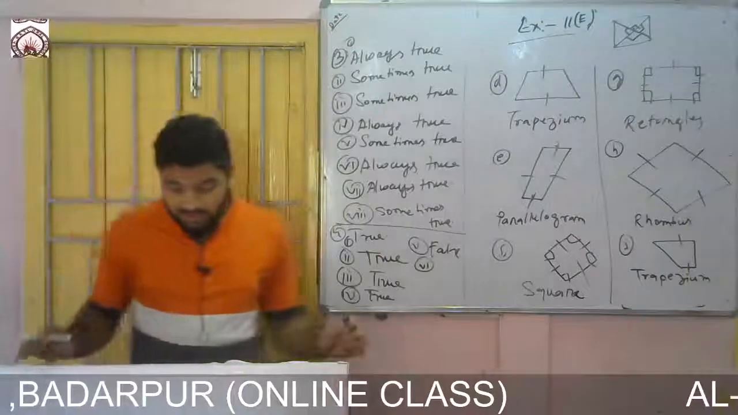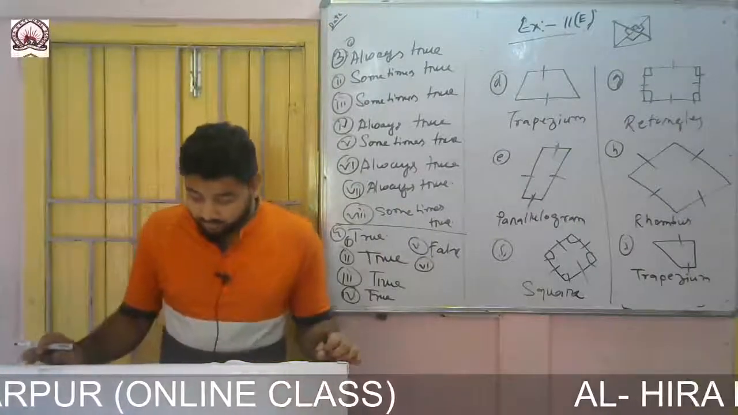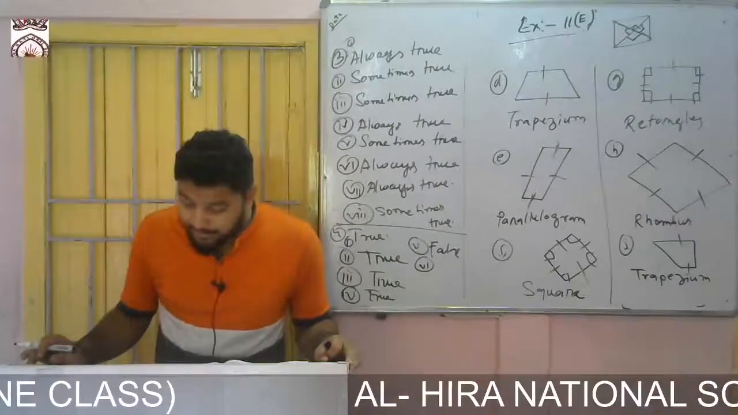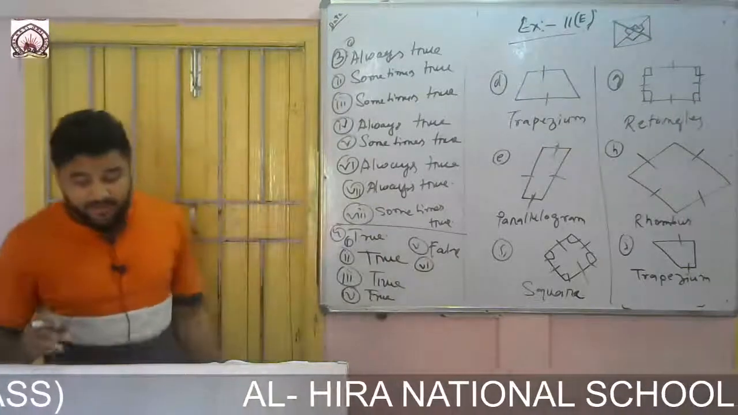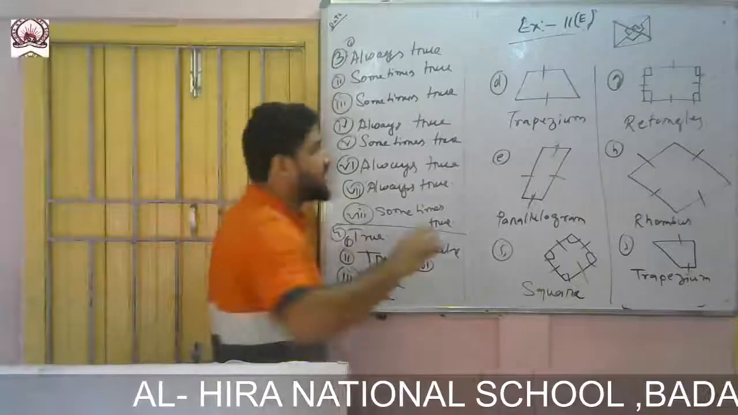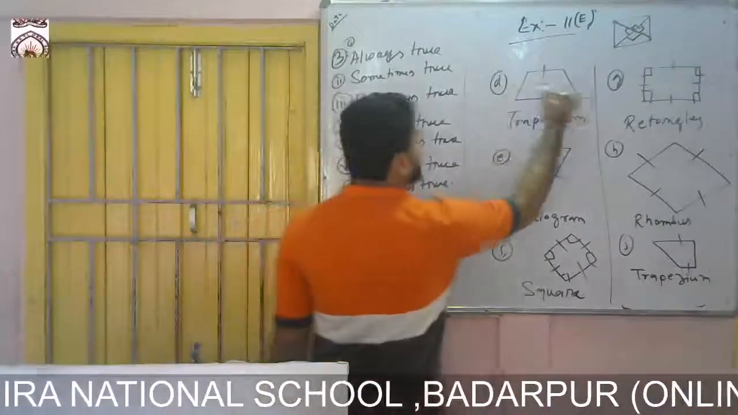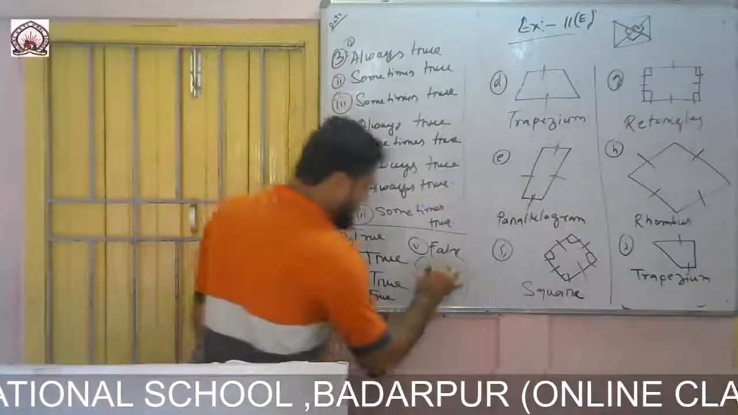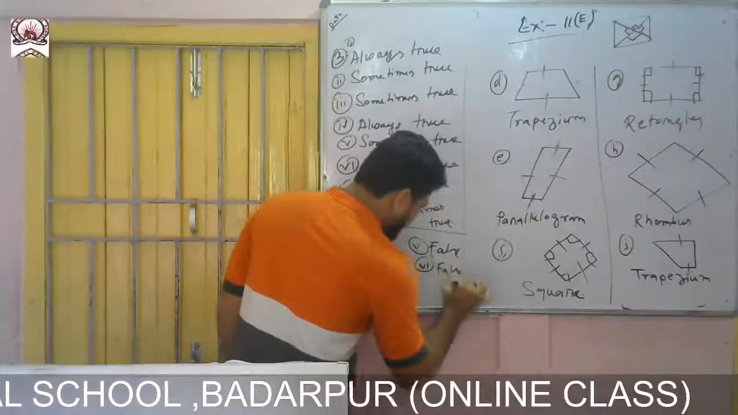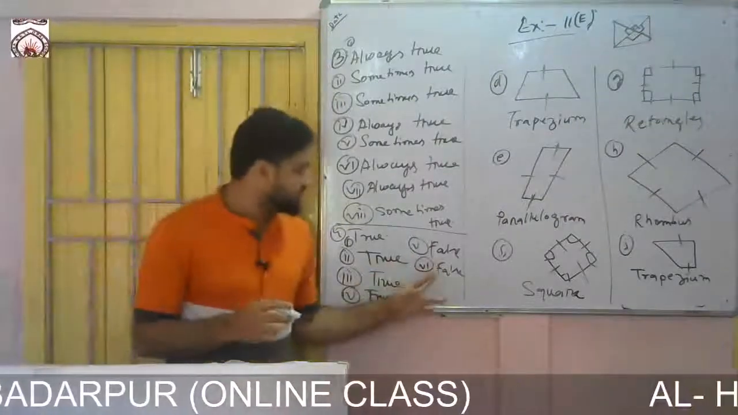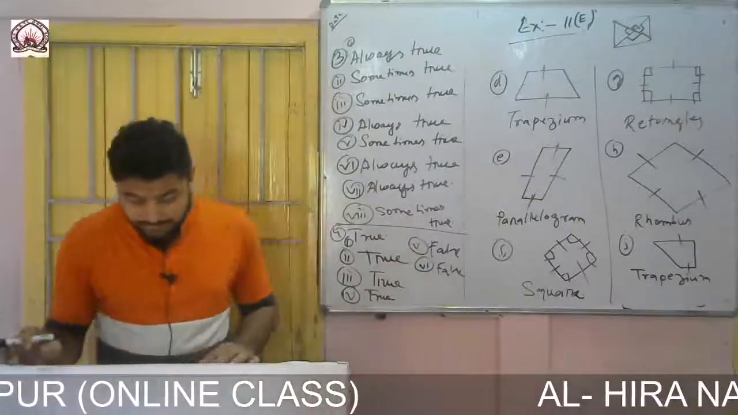Now number 6. The opposite sides of a trapezium are parallel. It is false, because only one pair is parallel, but this side is not parallel to this side. So it is false. This side is not equal. Okay.